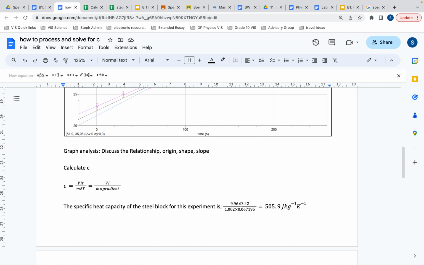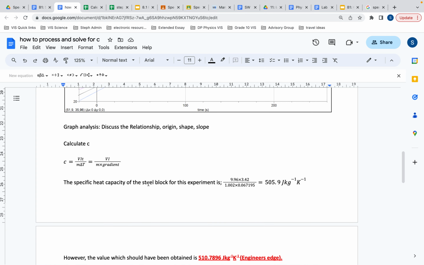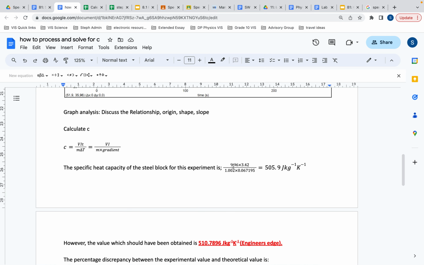At this point, I'm going to put in my known values, so my potential difference and my current. I'm going to put in the mass of my block, which we should have measured, and then I'm going to put in my gradient. Now up here, you could either just use the gradient directly, or if you've used a max and min line, you might want to put in an average gradient. Again, just depends on whether you've done max and min lines on yours. So at this point, if I calculate and rearrange for my gradient, it gives me a specific heat capacity of 505.9. And again, I've used the equation function here just to keep it nice and neat.